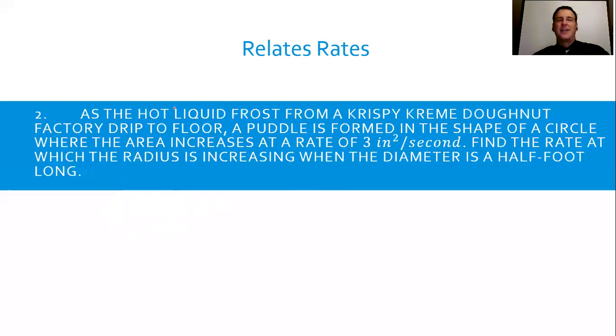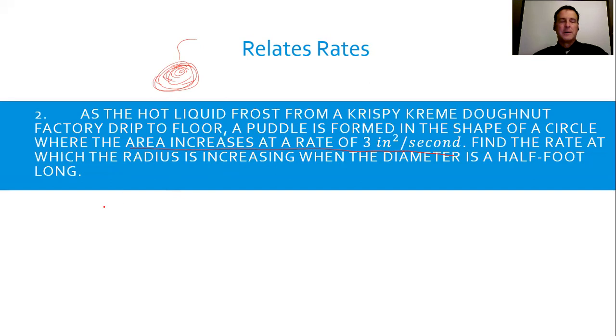Anyways, as the hot liquid frost from the Krispy Kreme donut factory drips to the floor, a puddle is formed, what a waste, in the shape of a circle. So it's like some puddle going, and it's getting bigger and bigger as time goes on, where the area increases at a rate of 3 inches squared per second. Find the rate at which the radius is increasing when the diameter is a half foot long.